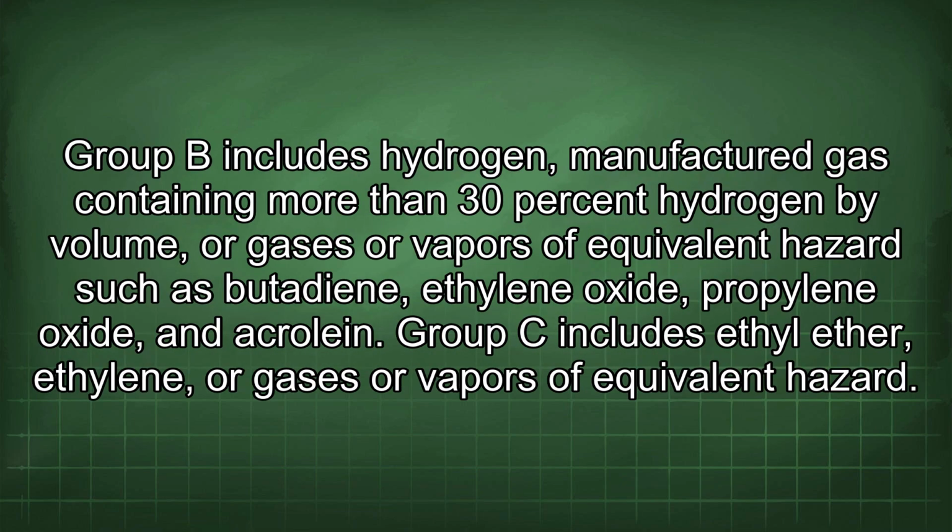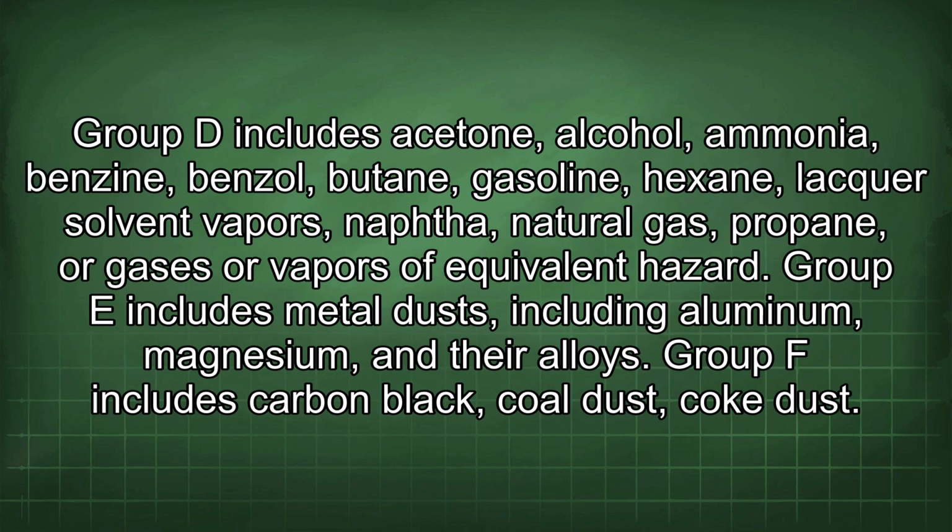Group B includes hydrogen, manufactured gas containing more than 30% hydrogen by volume, or gases or vapors of equivalent hazard such as butadiene, ethylene oxide, propylene oxide, and acetylene. Group C includes ethyl ether, ethylene, or gases or vapors of equivalent hazard. Group D includes acetone, alcohol, ammonia, benzene, benzol, butane, gasoline, hexane, lacquer solvent vapors, naphtha, natural gas, propane, or gases or vapors of equivalent hazard.